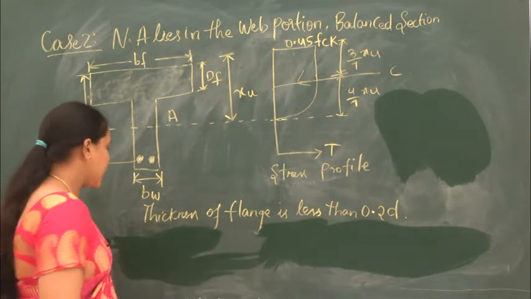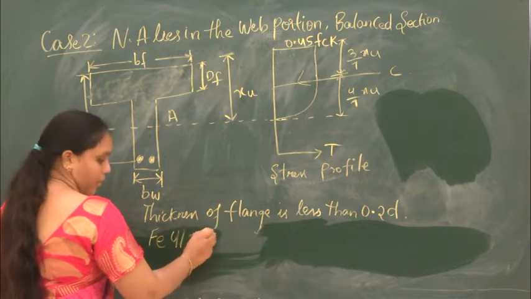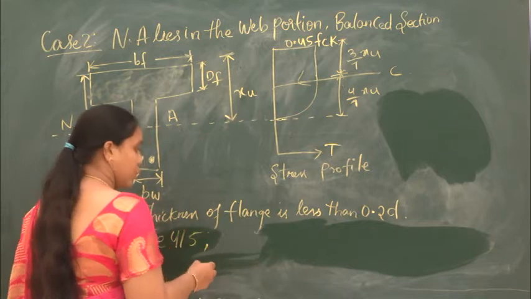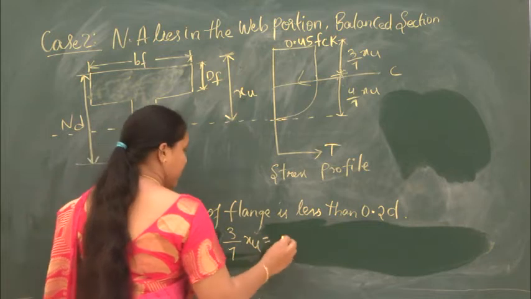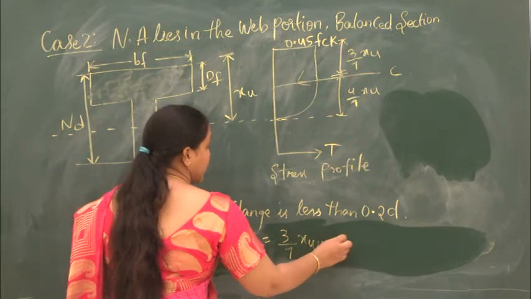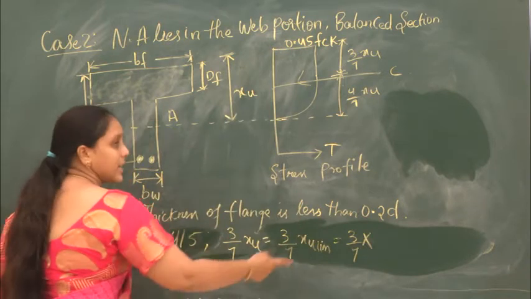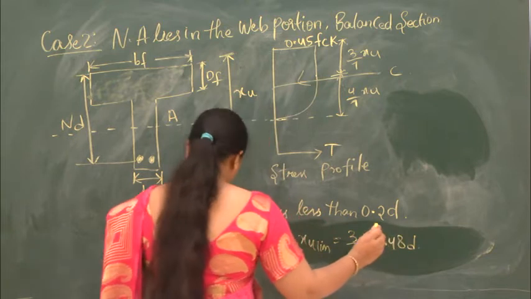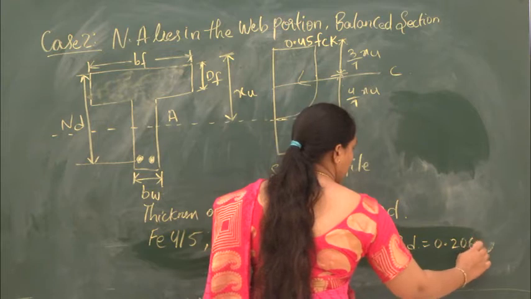Now let us find out for different grades, for Fe415 as well as for Fe500. So here if I consider the grade of steel as Fe415, the stresses in the concrete will be uniform up to 3/7 xu. So it is 3/7 into xu limit, as we are considering a balanced section. So for Fe415, what is the xu limit value? It is 0.48 d. If you calculate this, you will get a value of 0.206 d.